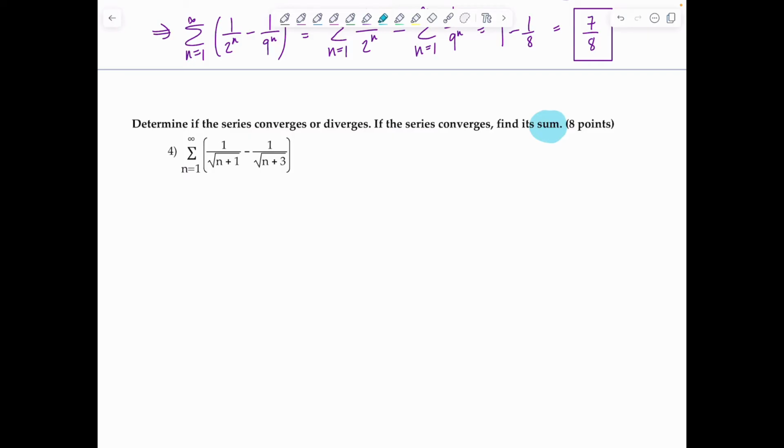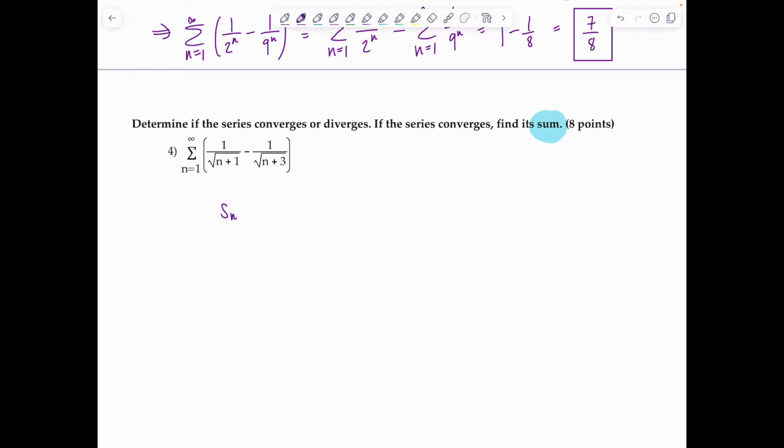It's certainly not geometric. I don't see anything being raised to the n. It does not look like a Maclaurin series to me. It is telescoping. Oh yes. So how do we deal with telescoping sums? We find S sub n, an expression for the nth partial sum, and then we take the limit as n goes to infinity of that expression, of S sub n.